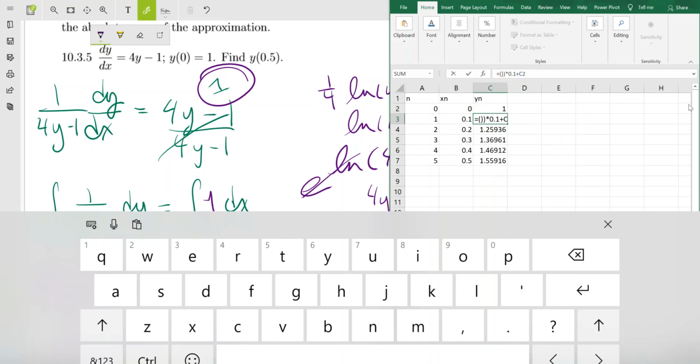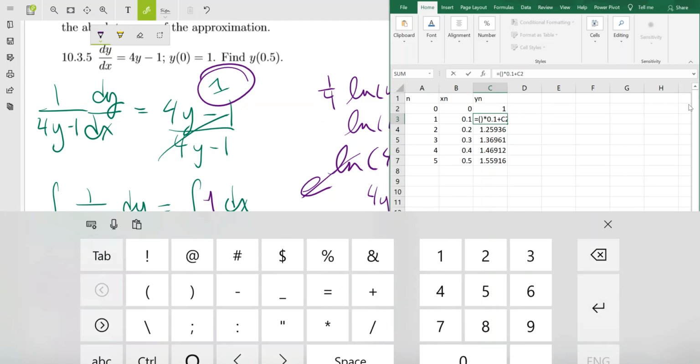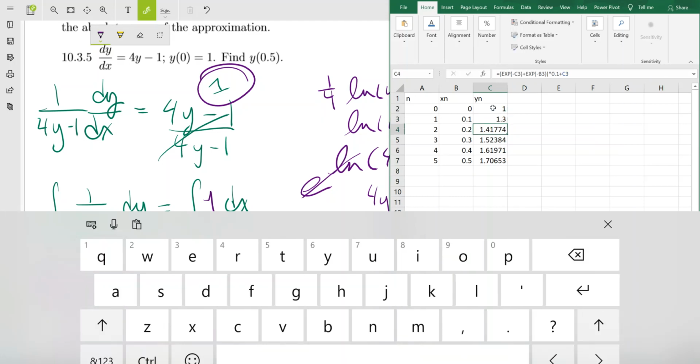So delete C. Ooh, I have one too many parentheses, so I got to be careful. All right, so I need 4 times the y value. And the y value was this guy, minus 1. And that's it. 1.3. Interesting. Let's drag it down and see what it comes out with. 4. Holy gosh, that's bad.